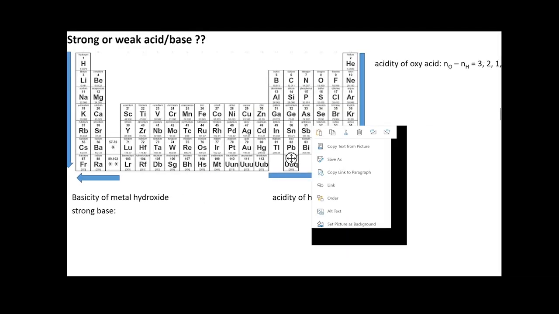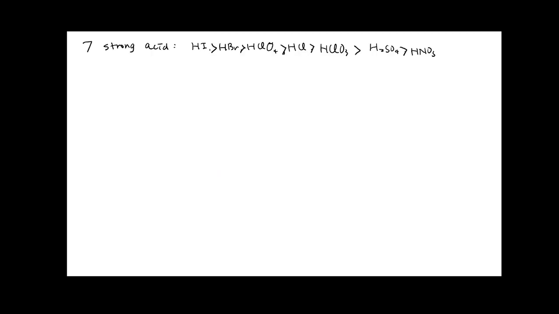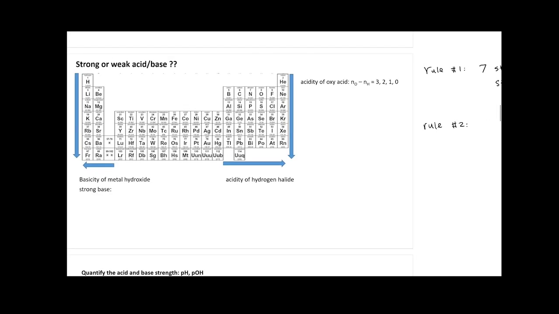Rule number one: there are only 7 strong acids. These are the 7 strong acids. And for your strong base, it has to be column 1 or column 2 with oxide, hydroxide, or hydride. When I say oxide, it's metal with oxygen. Hydroxide is metal with OH. Hydride is metal with H. If you see your 1A or 2A group associated with oxide, hydroxide, or hydride, it is a strong base. All the others are weak bases.